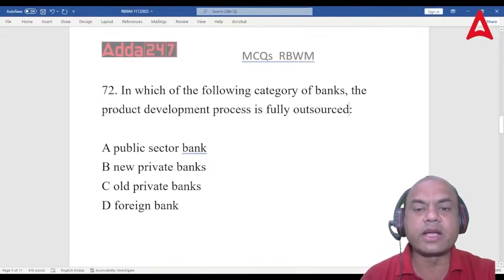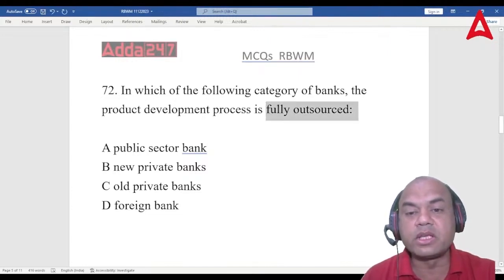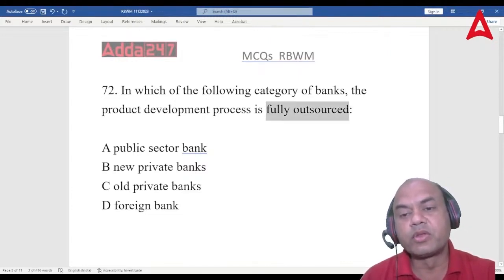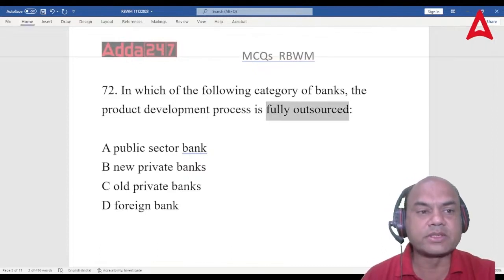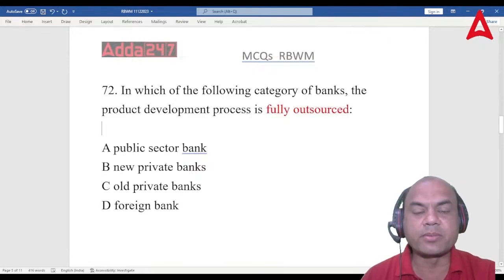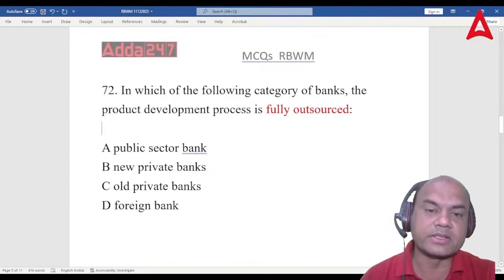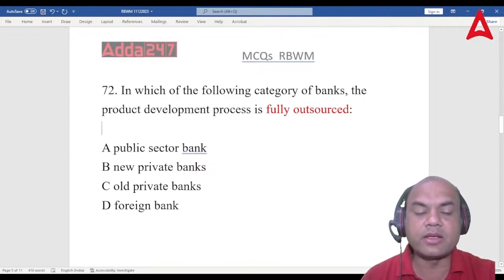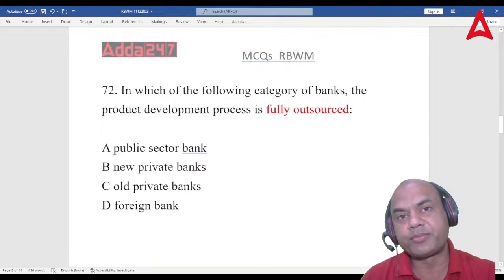In which of the following categories of banks is the product development process fully outsourced? Now think over it, everyone. Which category of banks has product development fully outsourced? Public sector, new private, old private, and foreign banks. Firstly, tell me, what is a public sector bank?